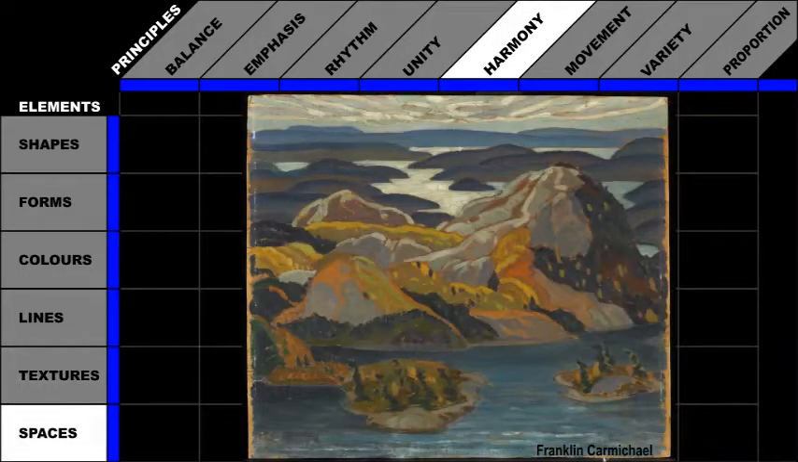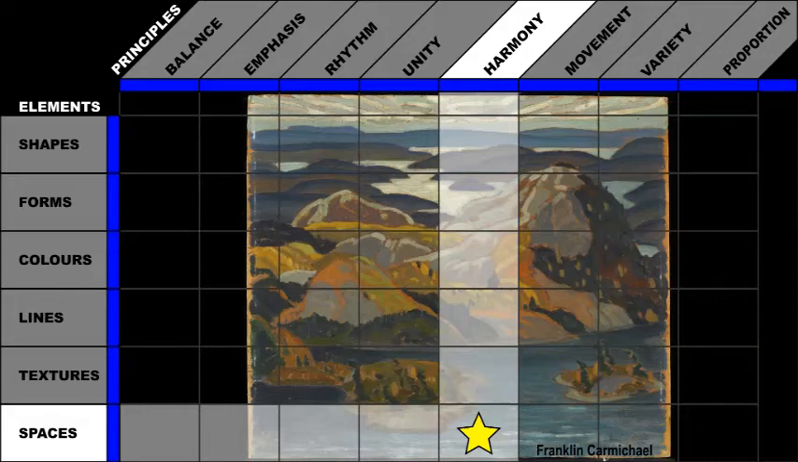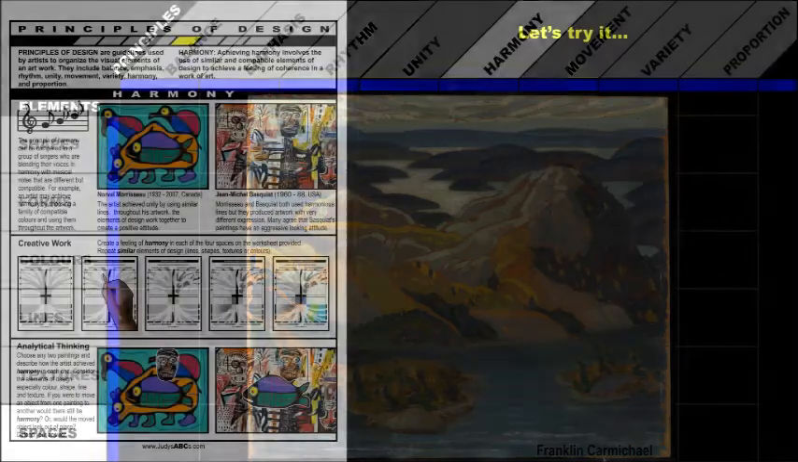Canadian artist Franklin Carmichael created a dramatic illusion of depth and space in his painting. The artist created a harmonious feeling between areas that appear to be far away and areas that appear to be closer by gradually changing size, color, and texture.